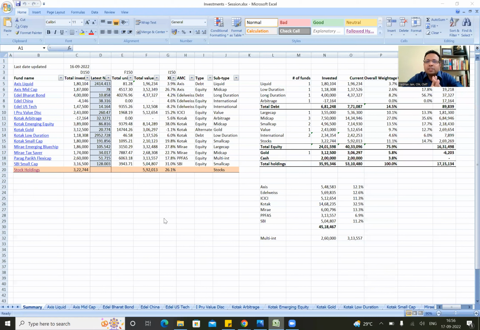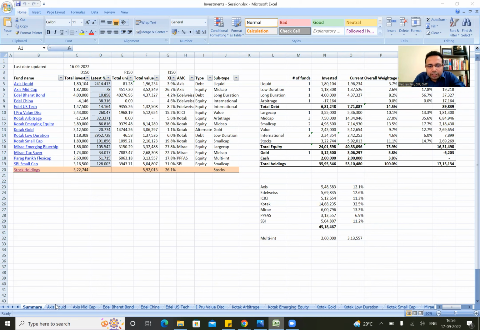Now, what I have done is, this is very dummy data. I mean, the data is real, but I have just taken some funds from a lot of places, just out of how a great portfolio might be, on an equal asset allocation basis, what a good portfolio might look like. So this is a summary sheet.